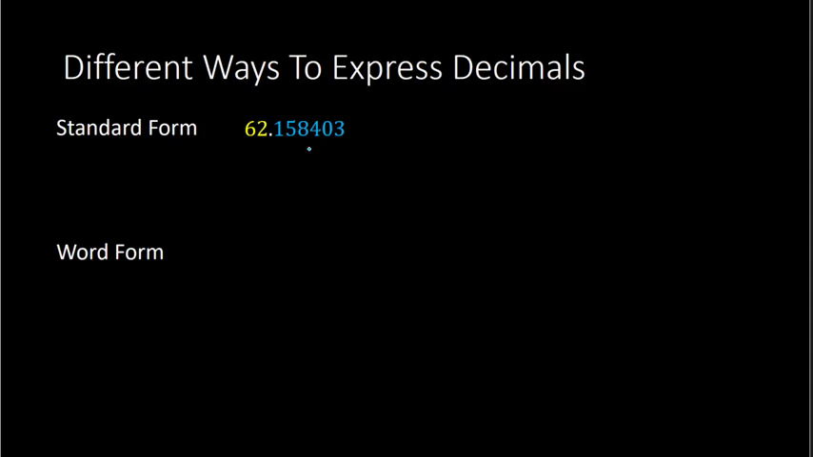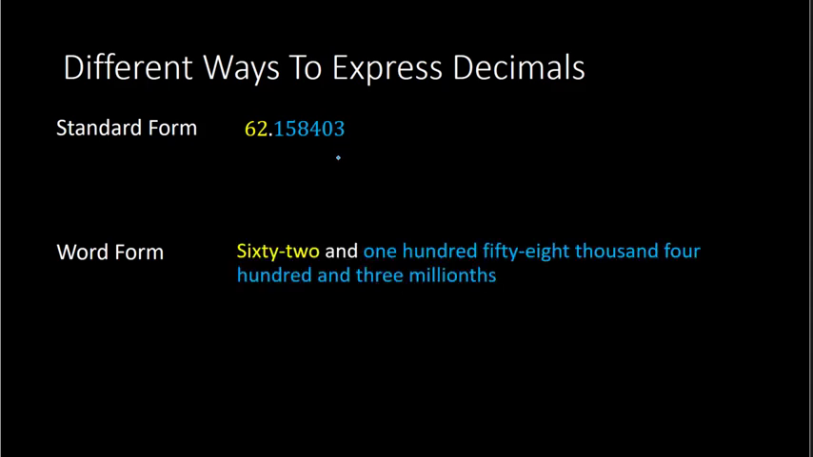So like we said, this 3 would be the millionths place, right? Tenths, hundredths, thousandths, 10,000ths, 100,000ths, millionths. So what we have here is all in blue. This would be 158,403 millionths. So we just basically take this number and see what it would be in English. So it's 158,403, and then it's going to be millionths because the 3 is in the millionths place.